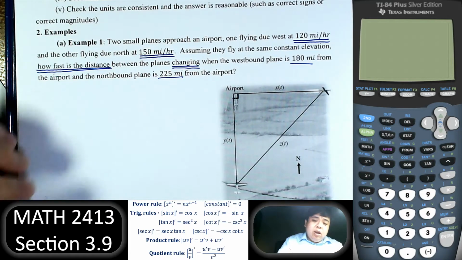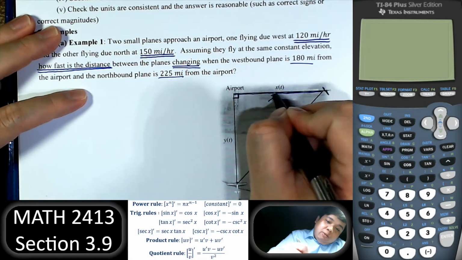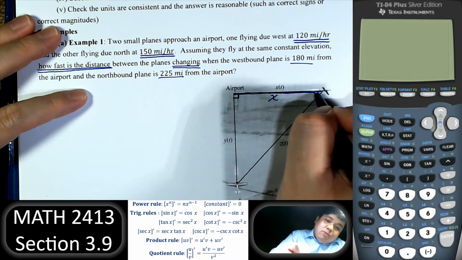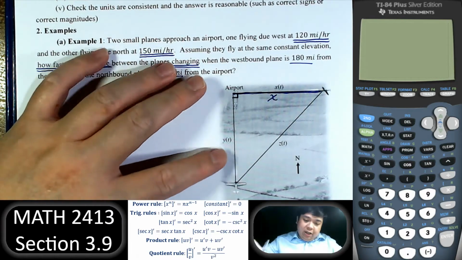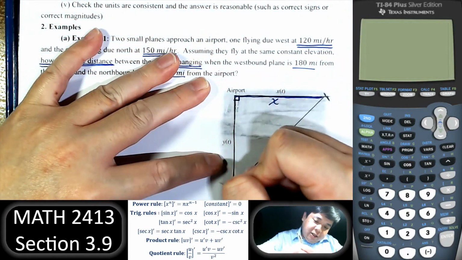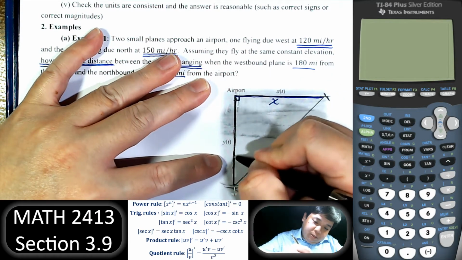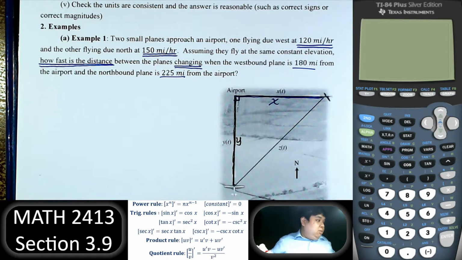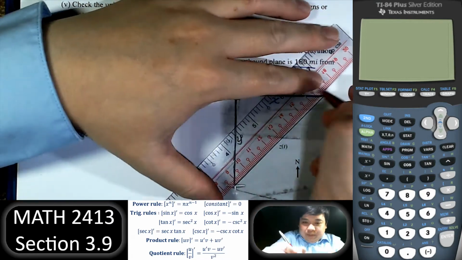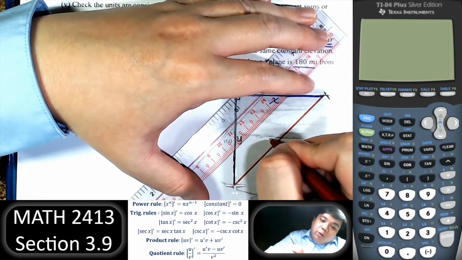So in this case, let x be this distance from the westbound plane to the airport, and we're going to let y be this distance from the northbound plane to the airport. And we will let the distance between the airplanes be z. So those are the variables we have: x, y, and z.